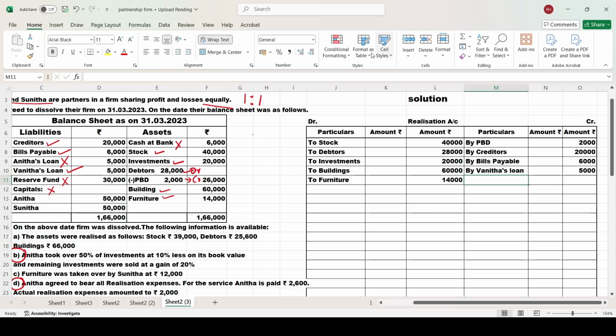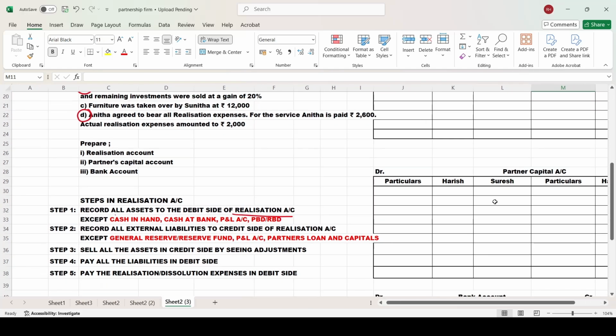That's all. We have taken everything, creditors, bills payable and Vanita's loan. Now we have completed the second step. We'll move on to the third step. What is step number 3? Sell all the assets on the credit side by seeing the adjustments.